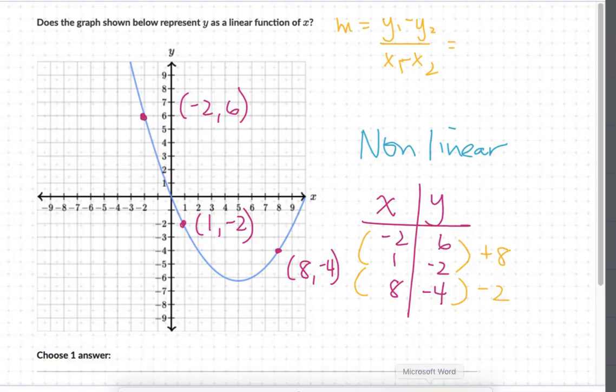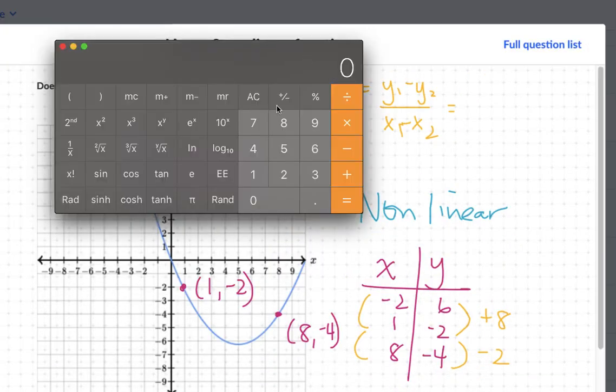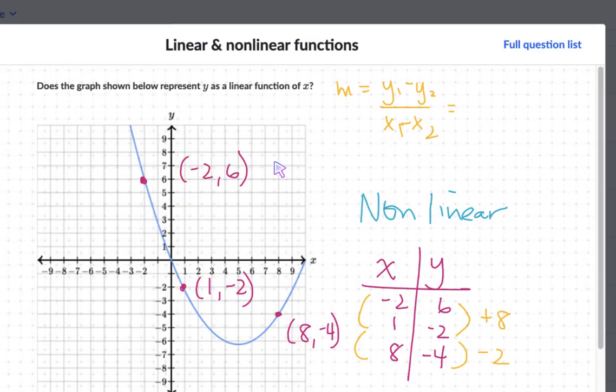And if you need a reminder on how to do that, you can just use your calculator. So literally what I can do is I can subtract. So 6 minus -2 gets me that 8. -2 minus my -4 gets me a 2. So it is getting smaller. And over here, this is going to add 3 to get there. 1 to get to 8 is +7.